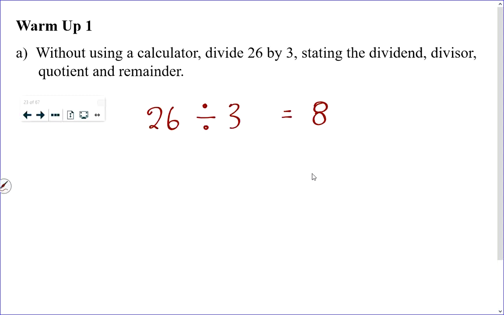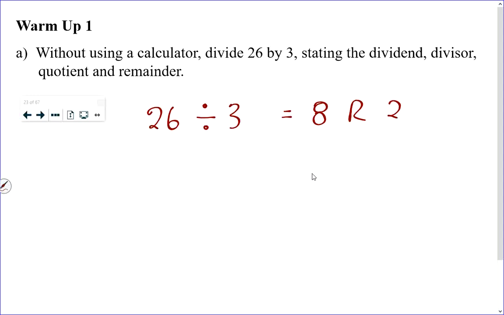I'm not going to draw this, but if I drew 26 objects and I started circling them in groups of 3, I would get 8 circles each of 3, but I would have 2 individual things left over. And that's why the remainder is 2. This is not what we would write in Math 30-1.